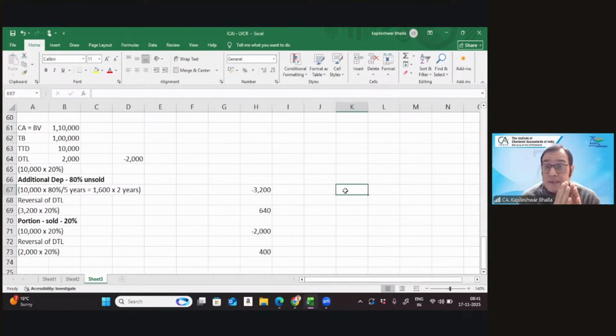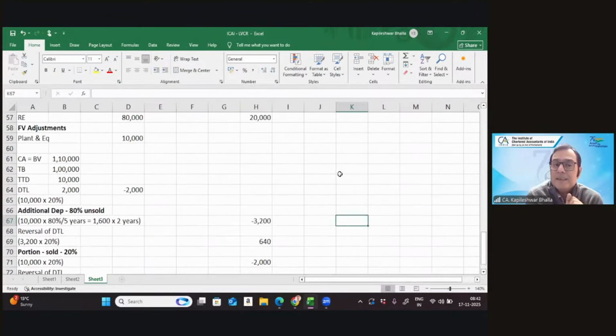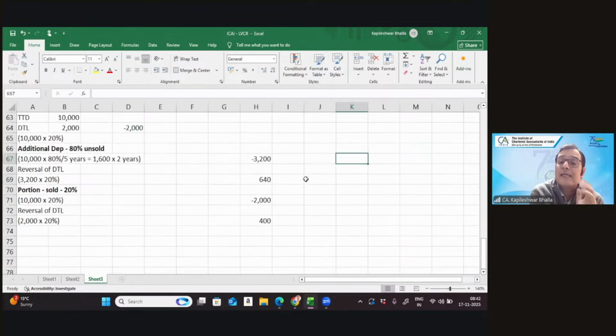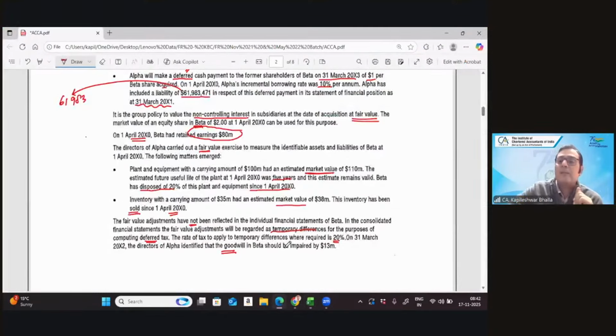So now you can see the entire data very carefully. You can see the entire connections very carefully. And we can clearly see in this particular case that we made, first of all, a fair value adjustment, got the deferred tax implications, a DTL in the pre-acquisition column. The 80% which is unsold, depreciation and DTL reversal. 20% sold, profit reversal and DTL reversal. This takes care of the plant and equipment.